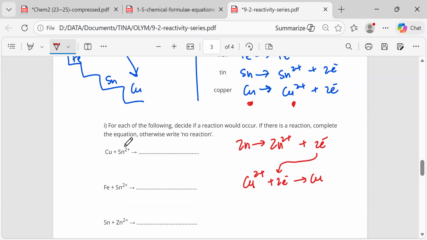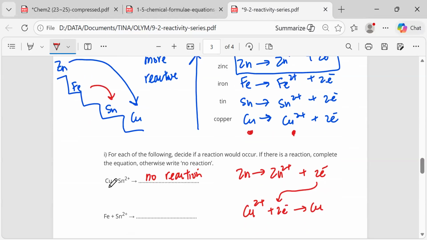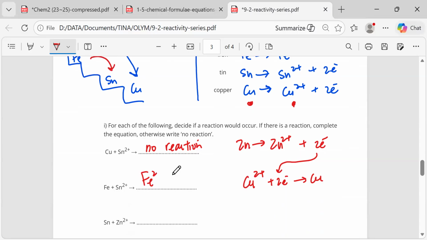So like this, copper and tin. Can copper throw and tin catch? No, no reaction. Iron and copper. Can iron throw and copper catch? Yes. Remember, only the metal can throw. So the metal throws and becomes Fe2+. Like that. Okay, do the last one. See whether you can do that. It's basically like an ionic equation. Always the throwing one is the front one, the metal. What is this one? No reaction.